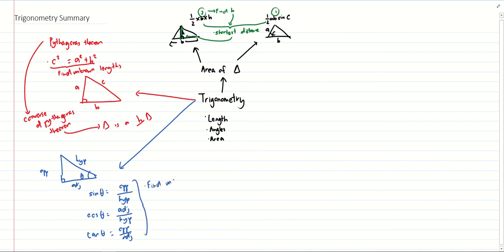Whereas Pythagoras theorem is basically useless in finding unknown angles. And you can also use SOH CAH TOA to find unknown lengths. So as long as I know one angle and one side given, I can easily find the length of all three sides of the triangle.